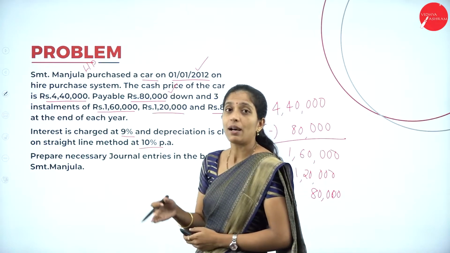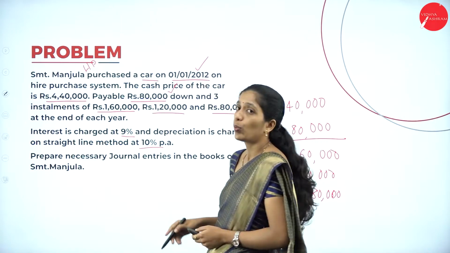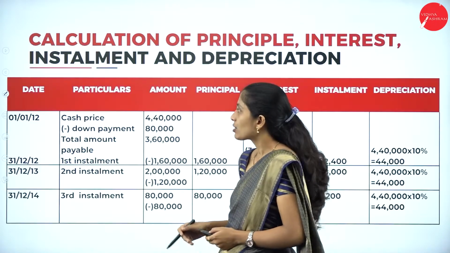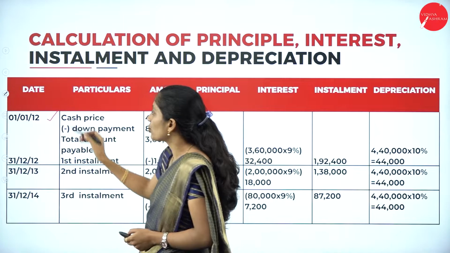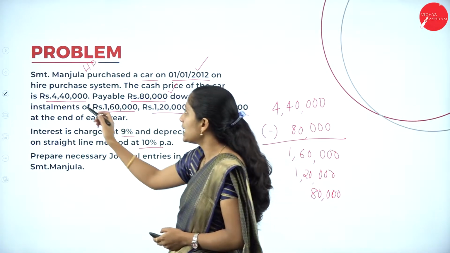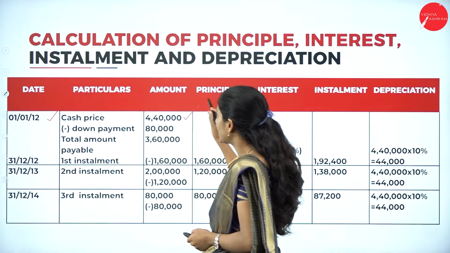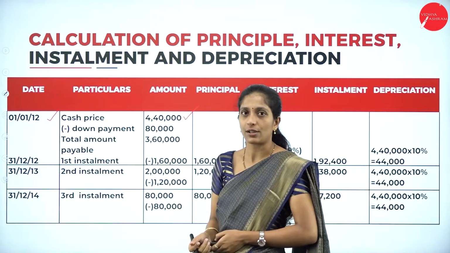Now when did the hire purchaser purchase the asset? That is Manjula purchased the asset on 1/1/2012. So write that date 1/1/2012. What is the cash price of the asset? Here they have given directly. So the cash price of the asset is 4,40,000. So write the cash price 4,40,000.